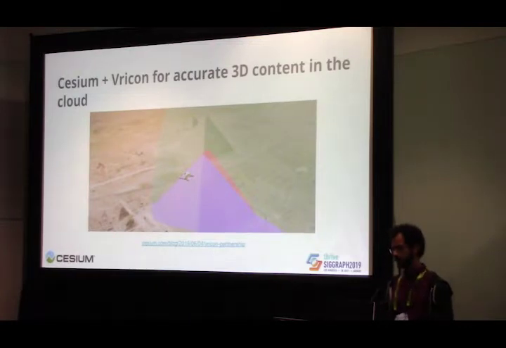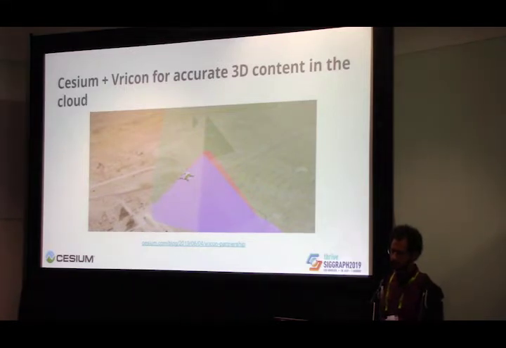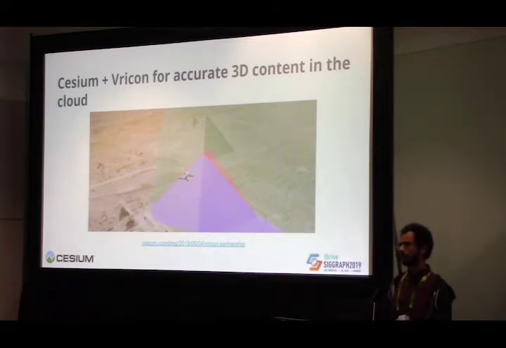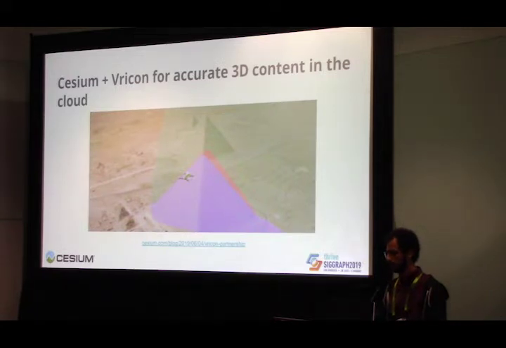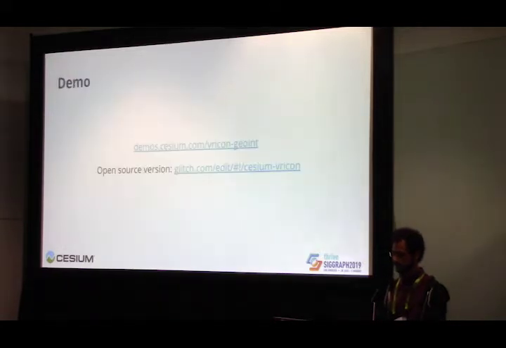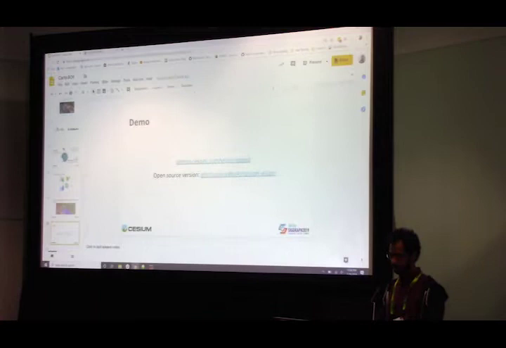As an example of data becoming more accessible, we've partnered with Vricon to make their photogrammetry datasets publicly available on the Cesium platform. Vricon collects high-resolution photogrammetry data of a lot of places that are really hard to capture in the world. So I have a demo here I can show.